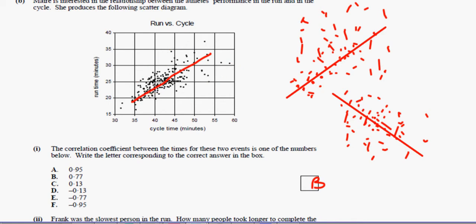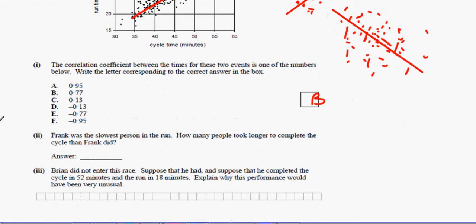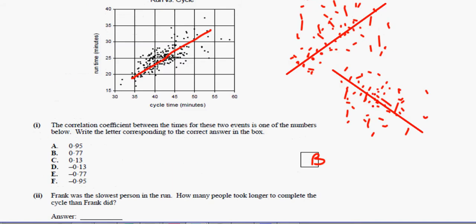Okay, Frank was the slowest person in the run. How many people took longer to complete the cycle than Frank did? So what we've got to do now is look for Frank, who was the slowest person in the run. Okay, so we go up to run and we go up to the very top, and here we can see Frank is located here.